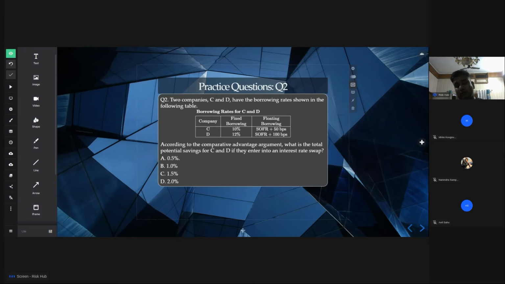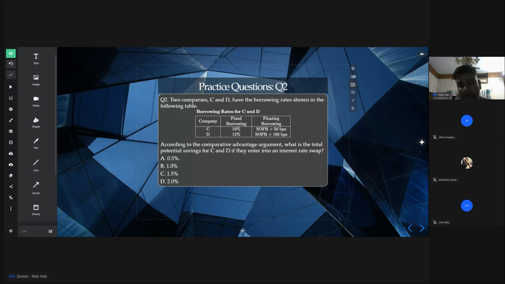Okay. Moving on to the next part, guys. Very important. Let's do this numerical. When we try to understand this numerical, what is important? Please read it carefully. There are two companies, C and D, that have the borrowing rates shown in the following table. For C, the fixed borrowing is 10%, floating is SOFR plus 50 bips. For D, 12%, and SOFR plus 100 bips. Again, the logic will be you borrow in your cheaper currencies.